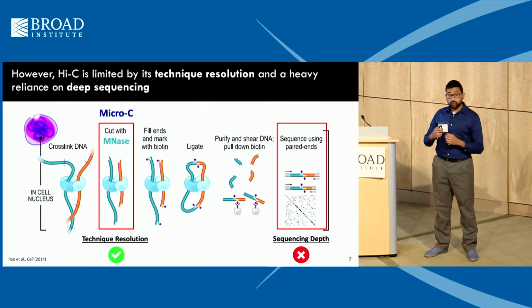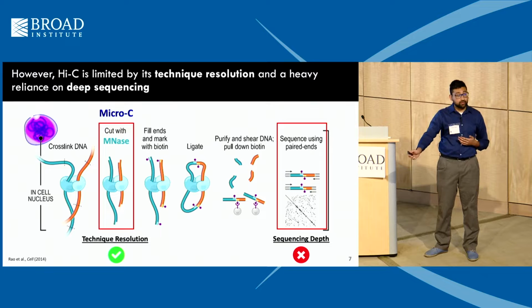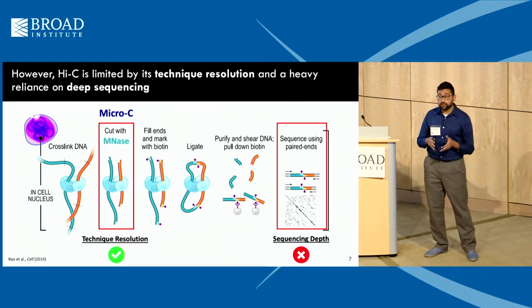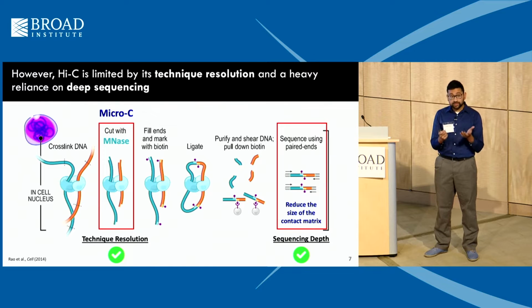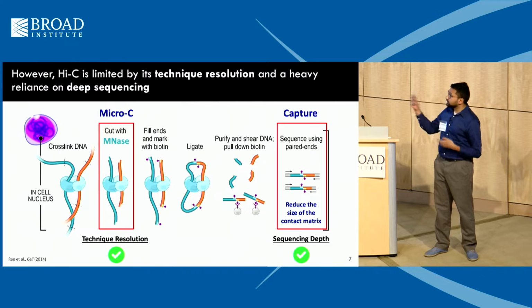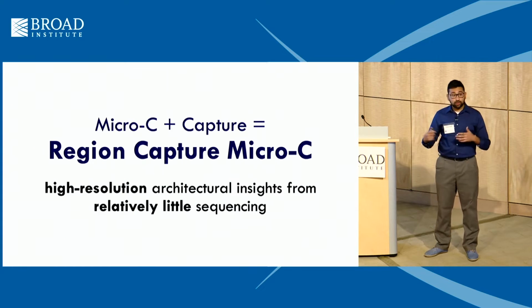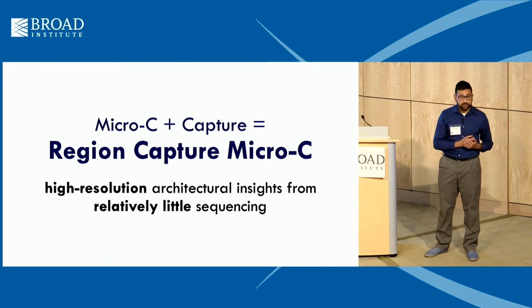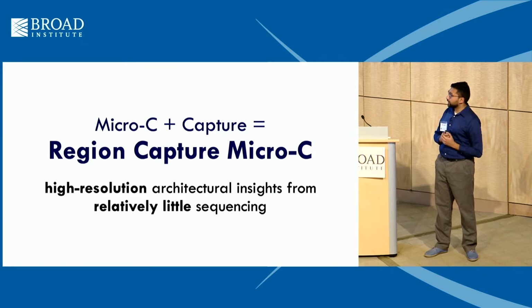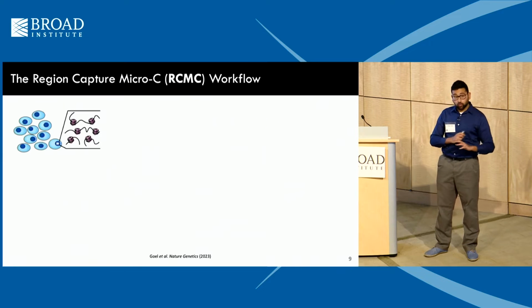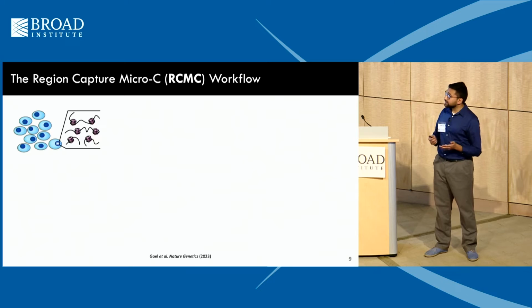And so one way we can take on this challenge is to trade away genome-wide information and instead concentrate our sequencing reads to loci that we actually care about. This effectively reduces the size of the contact matrix, densifies your data, and is achieved through capture. And so if we stitch these two together, Micro-C and capture, we come out with Region Capture Micro-C, which is a technique that we developed earlier in my PhD work in the lab. And so I'll just very quickly walk you through what RCMC is.